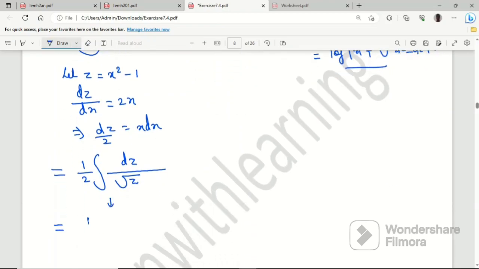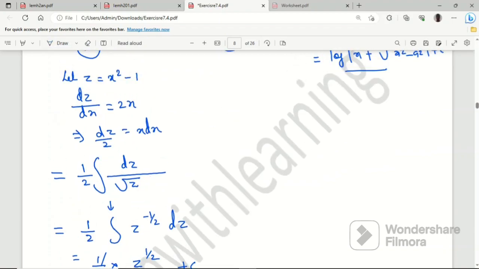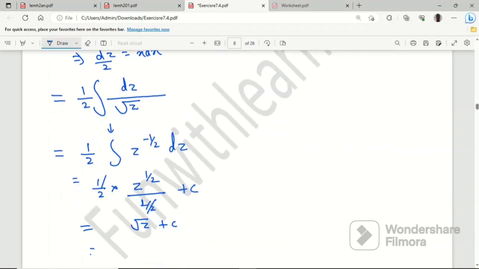The integration of this part, it is z to the power minus 1 upon 2. So integrating it will give me z to the power, with the addition of 1, so it will give me 1 upon 2, and then division by 1 upon 2 plus c. So I can cancel 1 by 2 and 1 by 2. So it will be under root z. But now you need to substitute for under root z. It is under root x square minus 1 plus c.